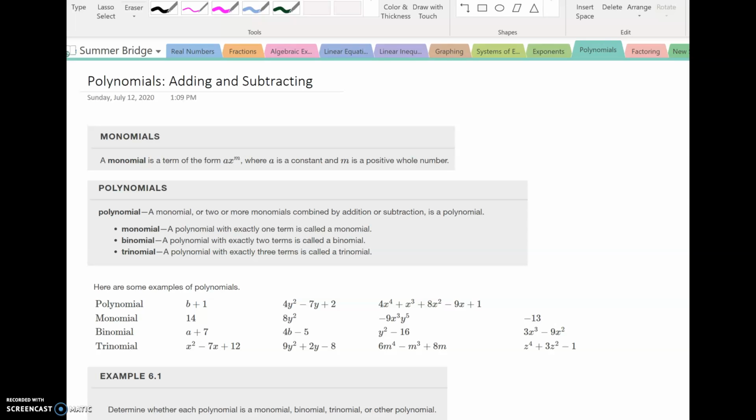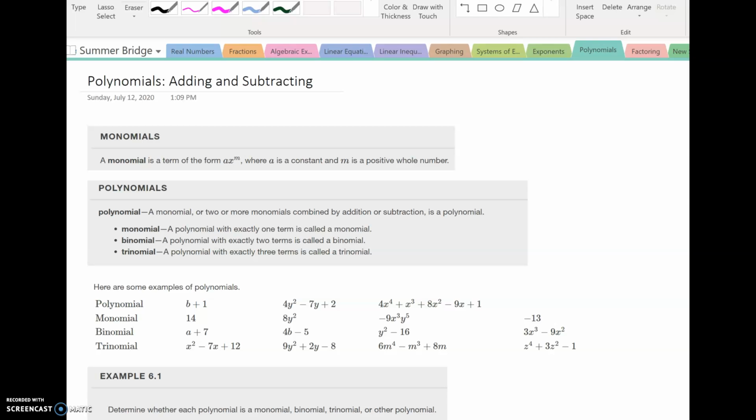A polynomial is a monomial or two or more monomials combined together by addition or subtraction, basically more than one term. So a monomial is a polynomial with one term. A binomial is a polynomial that has two terms, okay? And a trinomial is a polynomial with three terms. You could keep going, a quaternomial, a pentanomial, but really everything after three terms, we just call it a polynomial, okay?